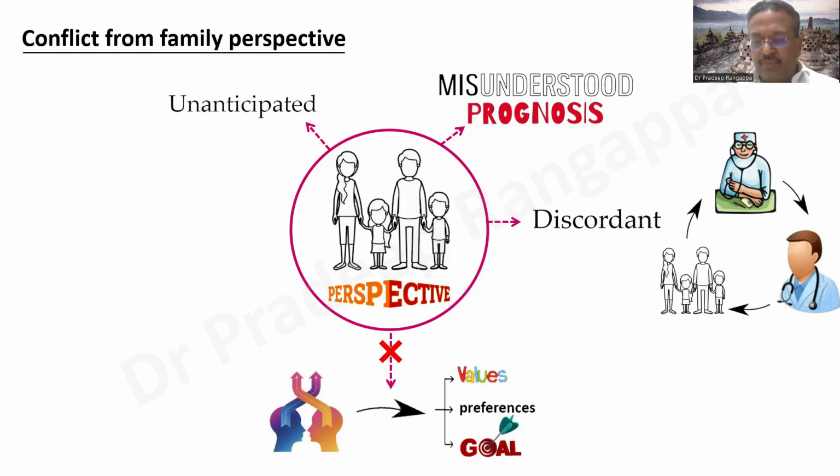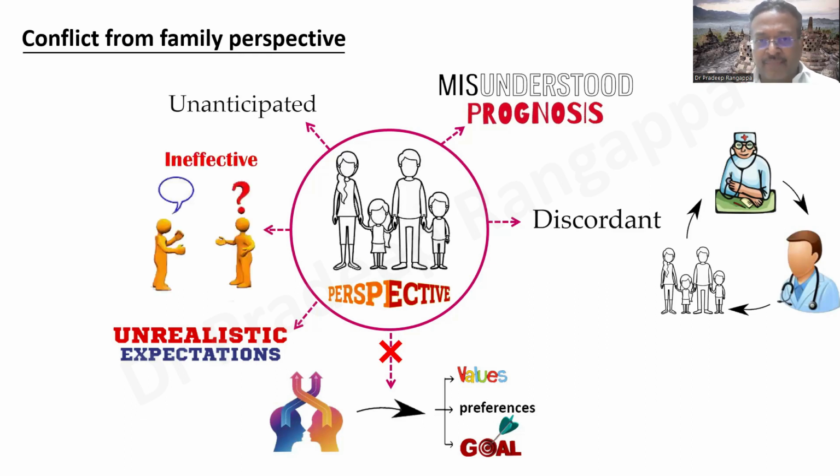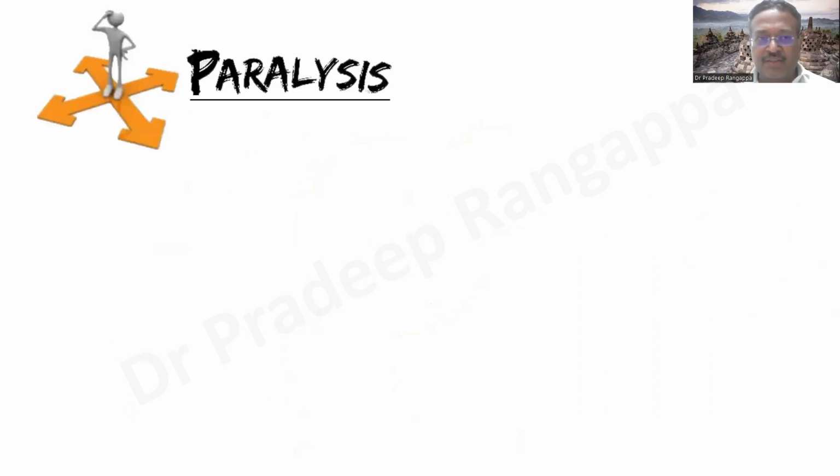And as I mentioned, this is a very important aspect where there is lack of shared decision making, keeping the values, preferences, and goals. And this is something for which possibly we do not have solutions: where family have unrealistic expectations in this day and age, because of the large amount of cost that patients incur during their care. So there is an element of unrealistic expectations, which is difficult for us to address. And the last, but not the least, is ineffective communication through the care of the patient. So these are the salient elements as to the reasons why there is conflict from the family's perspective.